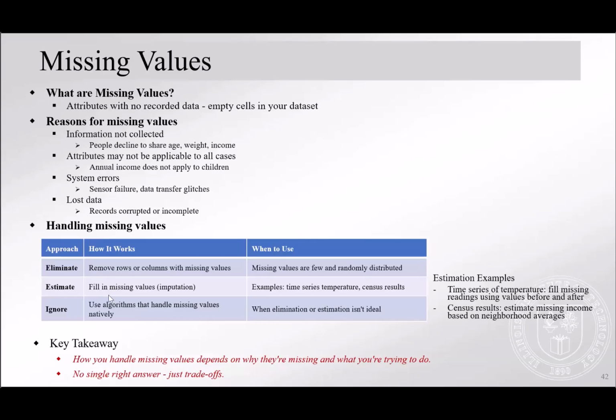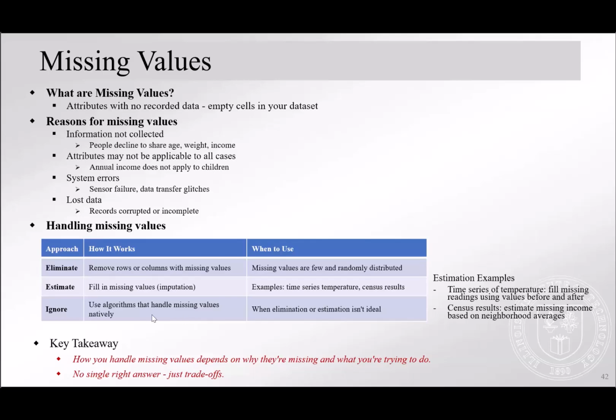The second approach, I'm going to say estimate. I'm going to fill in the missing values. We call this imputation. We're going to look at this one later. Let's have a quick example here. If you look at time series data, like temperature readings, if a value is missing at 2 p.m., you might estimate it using the readings at 1 p.m. and 3 p.m., right? Average them out, and fill the blank.